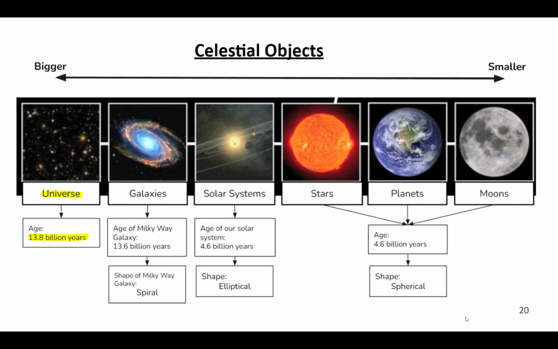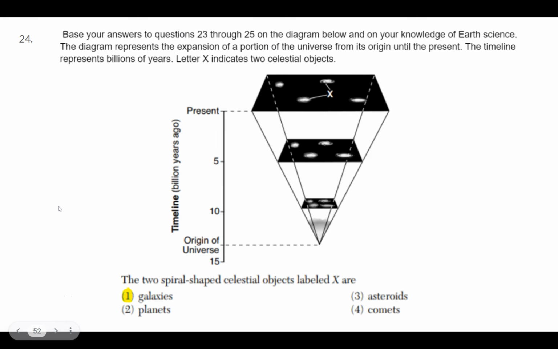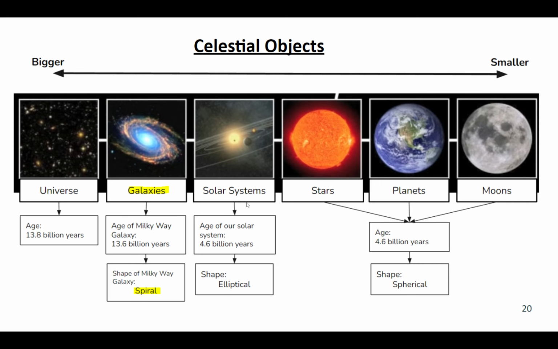If you go on your Regents Review packet on page 20, you'll see that the beginning of the universe, which is the beginning of everything, which is the Big Bang, happened around 13.8 billion years ago. Next, the two spiral-shaped celestial objects labeled X are galaxies. Remember, this is number one. Galaxies, according to your Regents Review packet, page 20, are spiral in shape.